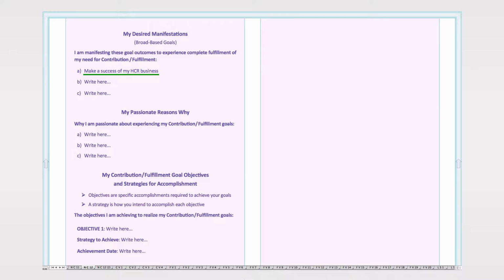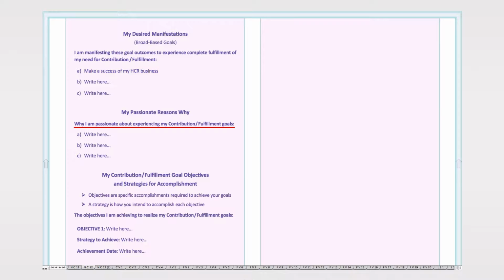Make a success of my HCR business. However, in my passionate reasons why this goal was important to me, I had several reasons I wanted to express and remind myself of through the process of completing the work required to achieve my goal. You see, this is written in the first person to truly personalize these statements. Why I am passionate about experiencing my contribution fulfillment goals.